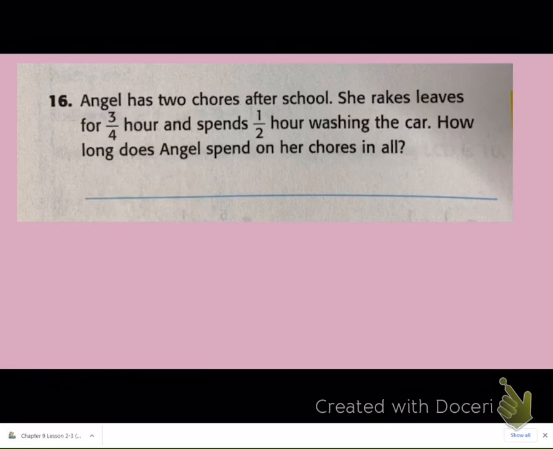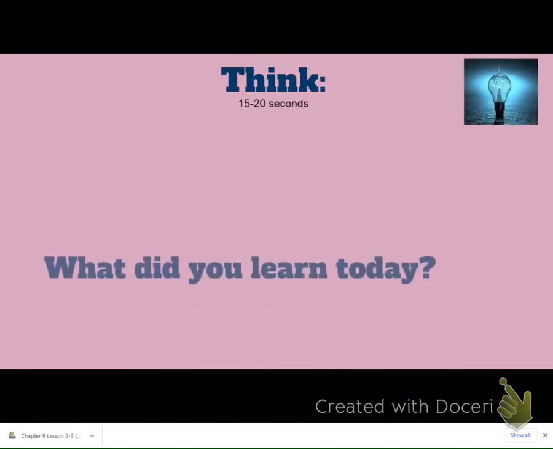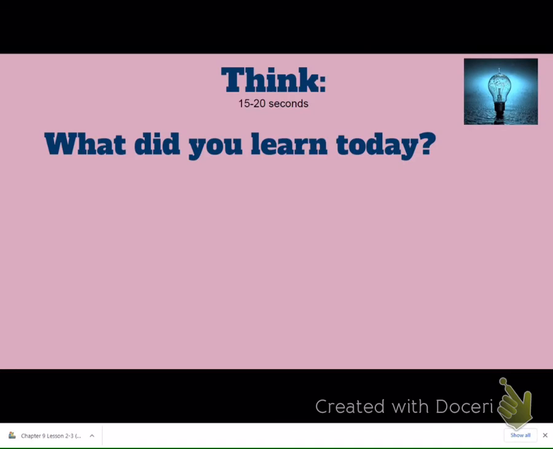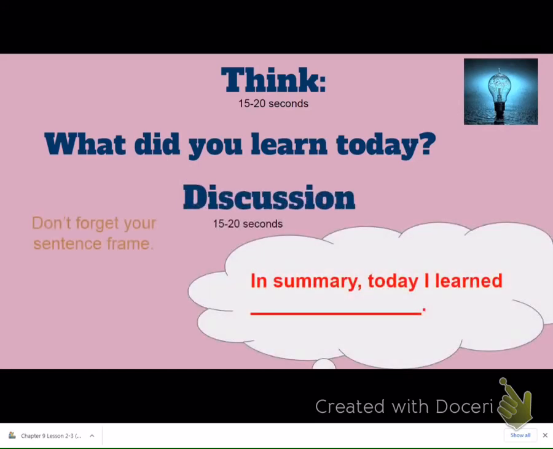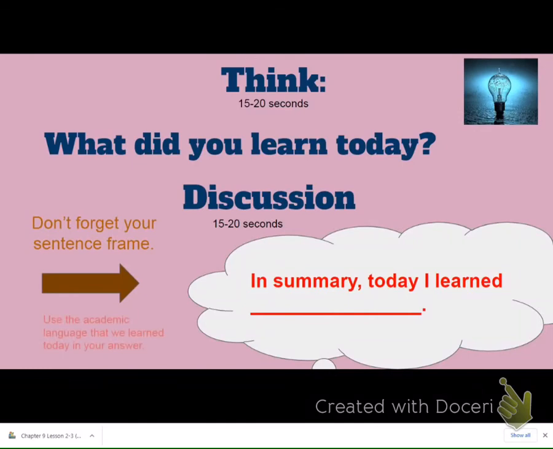All right, so let's go ahead and think about what we learned today. So what did we talk about today? We talked about the steps of how to change our denominators so we can make them like fractions, change unlike fractions into like fractions so we can add the two. We can't add unlike fractions. We have to have them the same. So we learned those steps of how to do that, turning unlike fractions into like fractions.